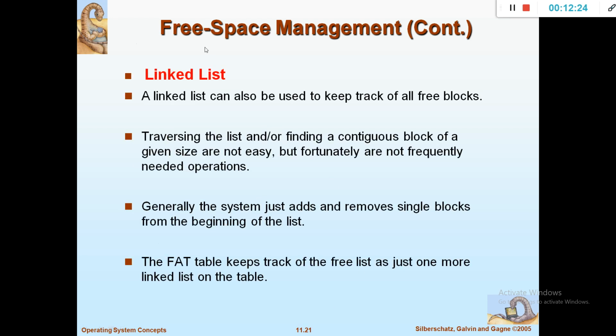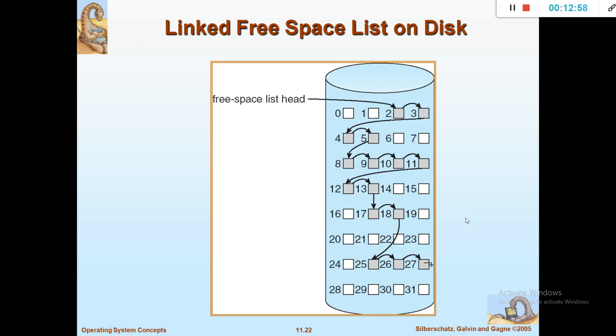So once you've got the bit vector method, a technique for implementing free space management, now we'll go to another method called the linked list. A linked list can also be used to keep track of all the free blocks. Traversing the list to find a contiguous block of a given size is not easy, but fortunately it is not a frequently needed operation. Generally the system just adds and removes single blocks from the beginning of the list, and the file allocation table keeps track of the free list as just one more linked list on the table. So we'll see the diagram of how the linked method is used for free space management.